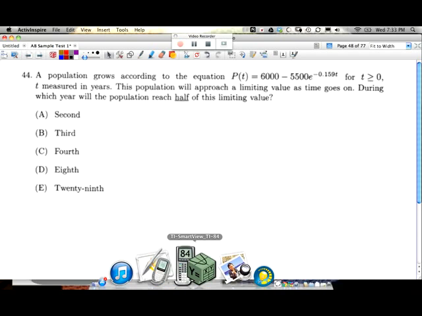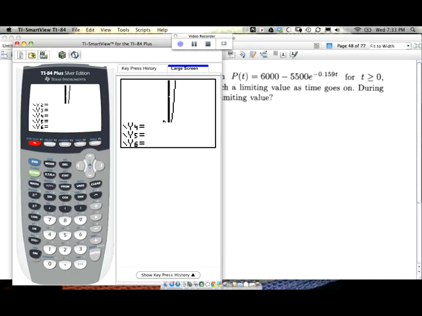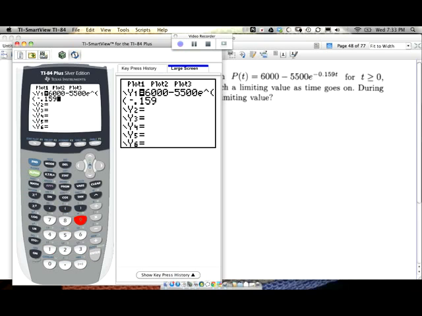So if I were to graph this, pull out my graphing calculator, we're going to have 6,000 minus 5,500 times e to the -0.159 times x. It says t, but it's really x. Alright, so do we need another one of these? There we go. Close enough.